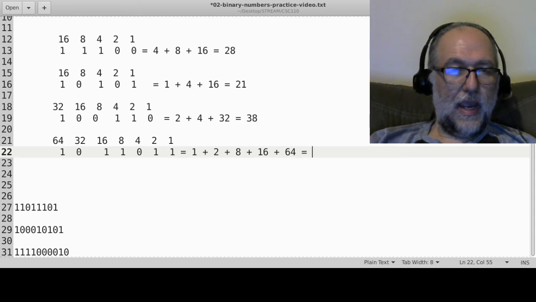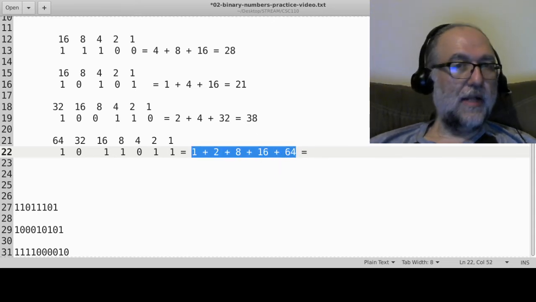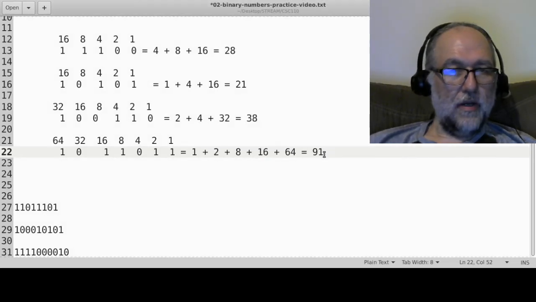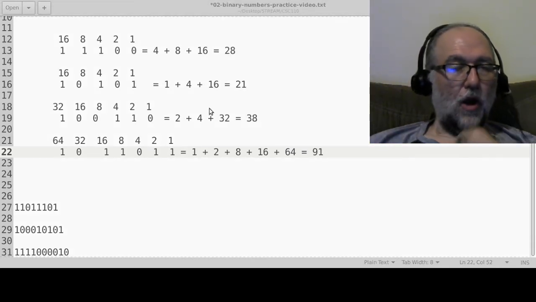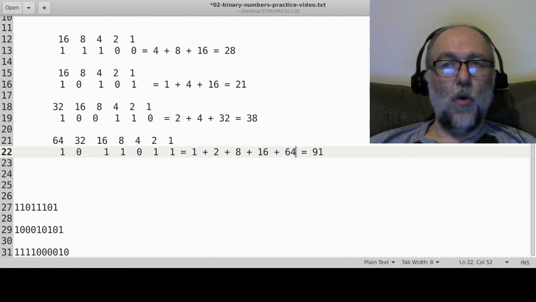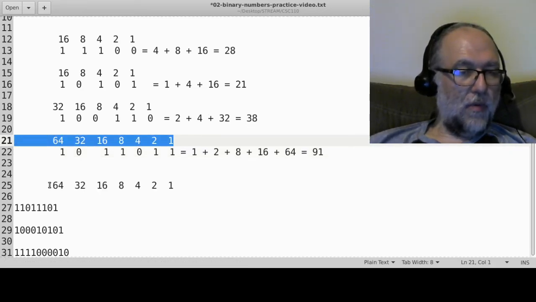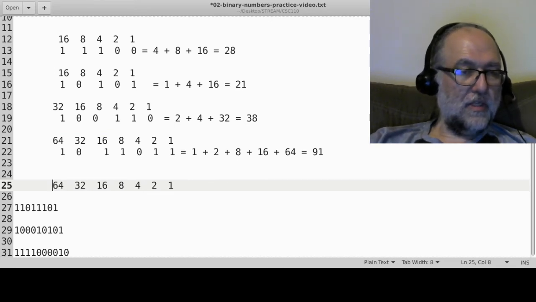64 like that. And let me see what that's equal to. I've got a calculator here. You can't see it, but it's equal to 91. Okay, so that's equal to 91. All right, before we go on, we're seeing the sequence here. Let me write down what the next number would be. What number would you get after 64? Well, twice 64, it would be 128.